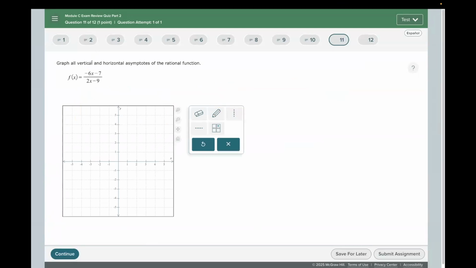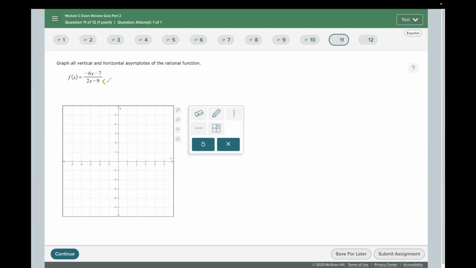All right, this one's saying graph all vertical and horizontal asymptotes of the rational function. So this is another one where I did a lot of explanation in the first video, so go check it out. Otherwise, let's take a look here. Now we have two linear terms. Something to keep in mind is you don't want to be able to cancel out the linear terms. If you do, you're going to get a hole in the graph and you're not going to get an asymptote. But I can't divide 2x minus 9 into negative 6x minus 7 evenly.